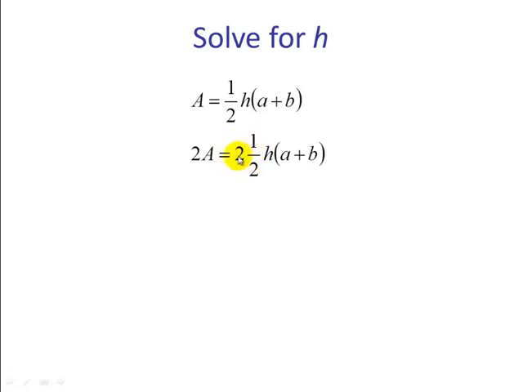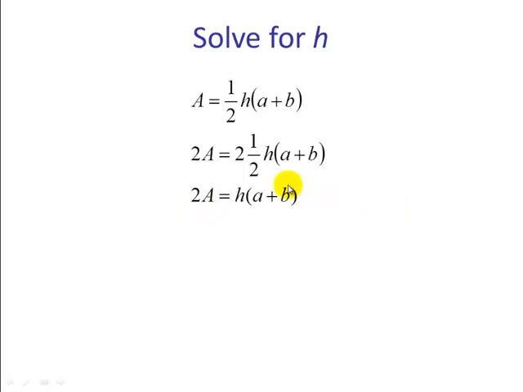Now if I multiply this side by 2 to get rid of the 1/2, I need to multiply the left hand side by 2. So the 2 and the 1/2 cancel. We're left with h times the sum of a plus b equals 2 times capital A.